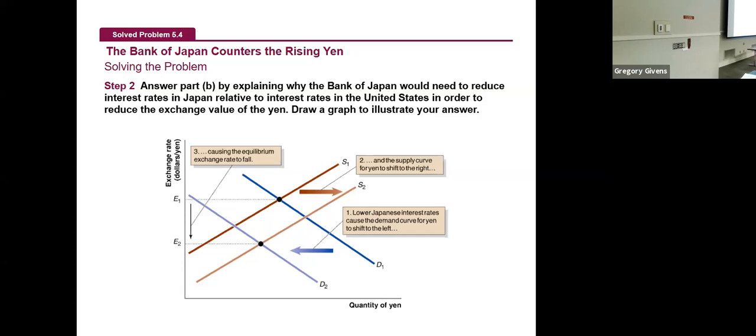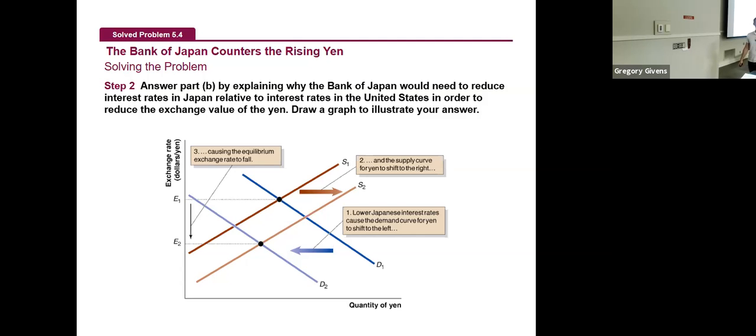If Japan is now our home country, the exchange rate has to be inverted. Okay, so here's the original equilibrium point. We have this downward sloping demand for yen, in this case coming from the United States, and an upward sloping supply of yen, obviously originating from consumers and investors in Japan.